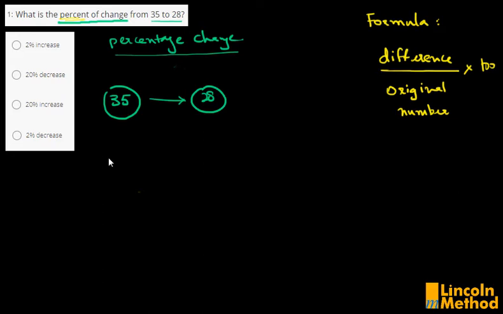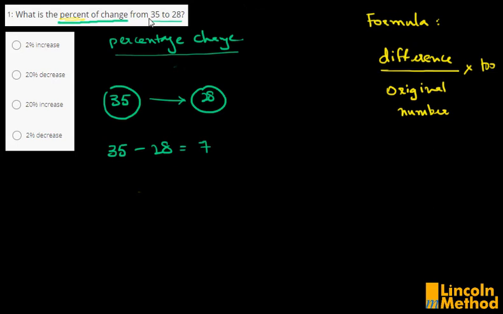So what this formula really means is we need to find the difference in numbers between these two values. So let's see what the difference between 35 and 28 is. In order to find the difference, we simply need to subtract the smaller number from the bigger number, and what we get is 7. So 35 minus 28 is 7. And this original number right here that I've written is the number that we started off with.